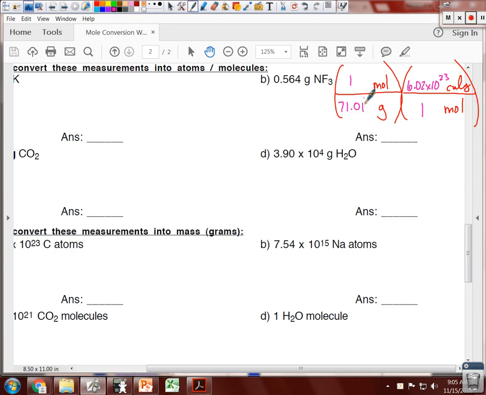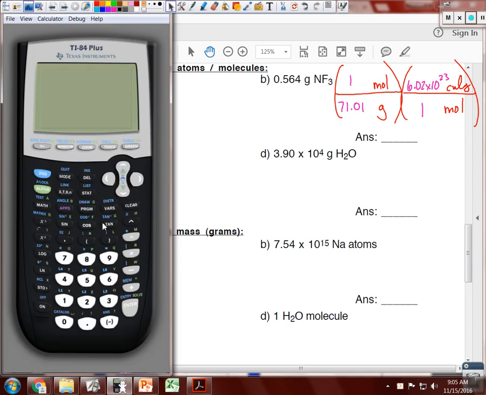71.01 grams. Right? The way you got that is 19.00 times how many? 3. And then you added the mass of nitrogen, which is 14.01, and that gave you 71.01. So then when we do the math on this, it's going to be 0.564 times 6.02 times 10 to the 23rd equals, then divided by 71.01, and that's going to give me that answer right there. Right? So what would we round this answer to?